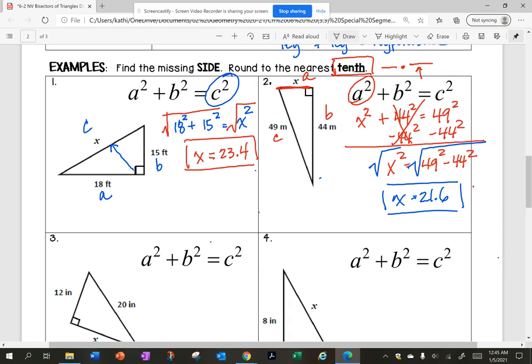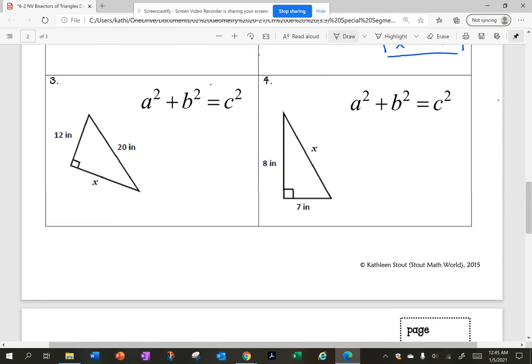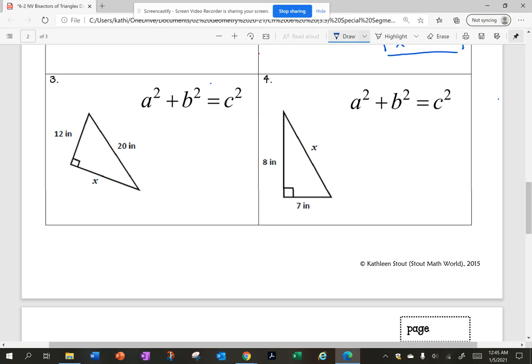Okay, can you do 3 and 4? Can you pause the video, work them out, and then come and check how you did?